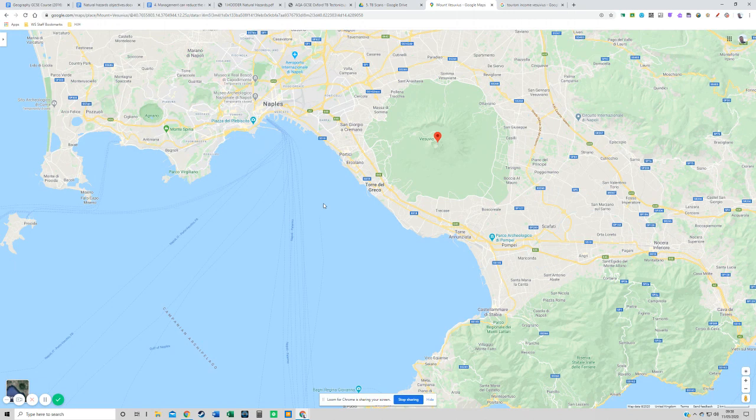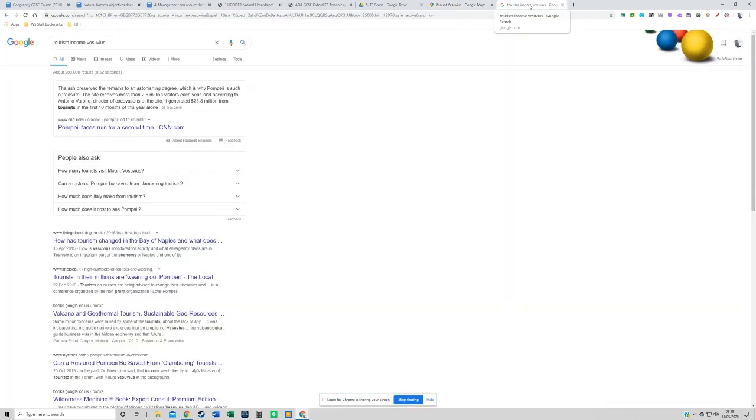So what we could do is to explain one of the benefits of living here, and use tourism to exemplify it. A quick Google search, tourism income Vesuvius. Well, we've got 2.5 million visitors in the area, bringing in millions, like it says there, of dollars.